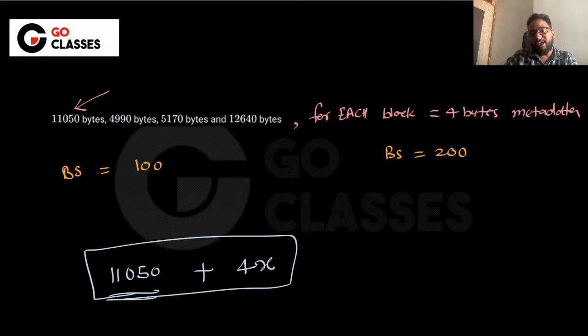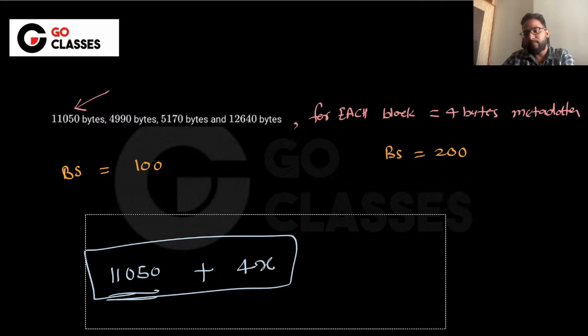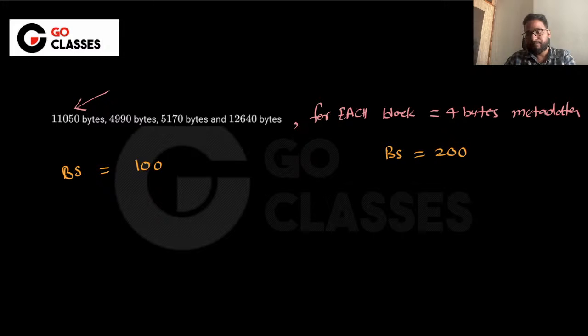Why? Because for each block I'm using 4 bytes extra. So it will not just eat up the space that is required, but if you store the file in x blocks, then 4x space it is going to take extra. That's what they are saying, right? I hope the question is clear to everyone.